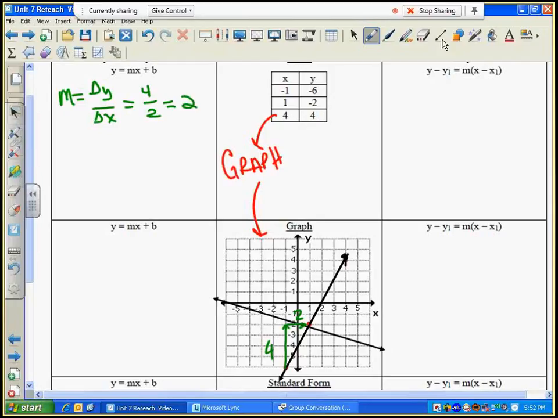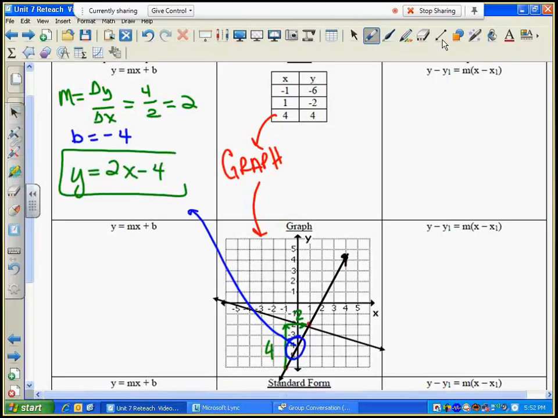So there's my m. Now my b is this value where it crosses the y-axis. It's this value right here, -4. So this comes back here. b equals -4. Okay, now from there, that gives me enough information to write my equation in slope-intercept form. That's y = 2x - 4.